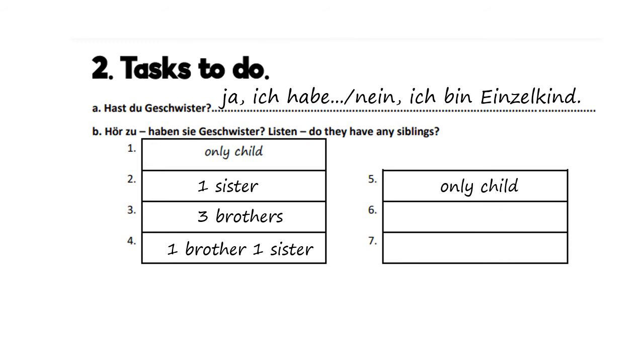Nummer 5, repeated from question 1, was only child. Nummer 6, 1 half brother and 2 sisters. And nummer 7, 2 stepsisters.